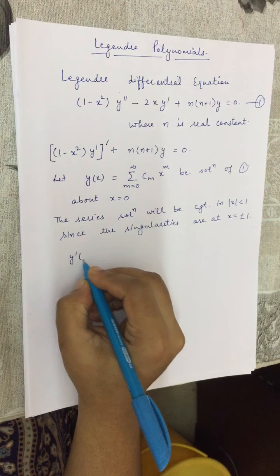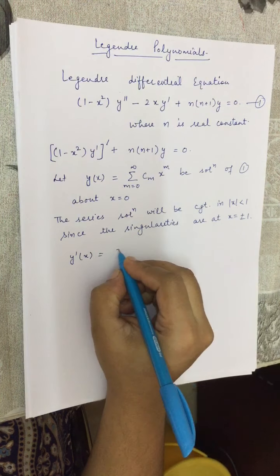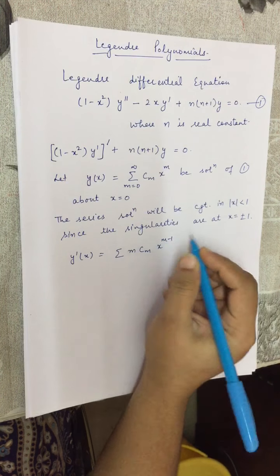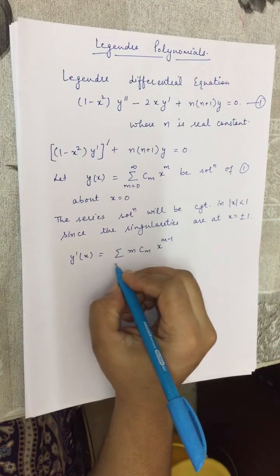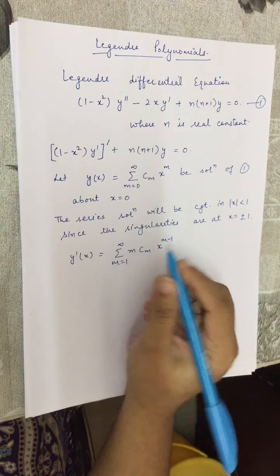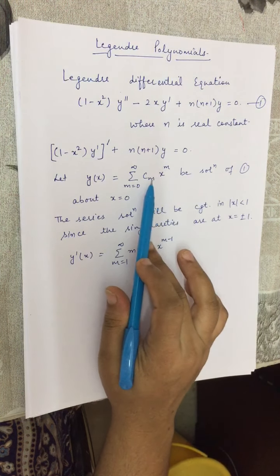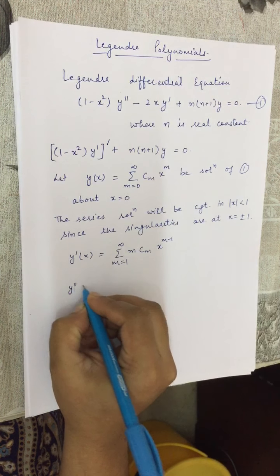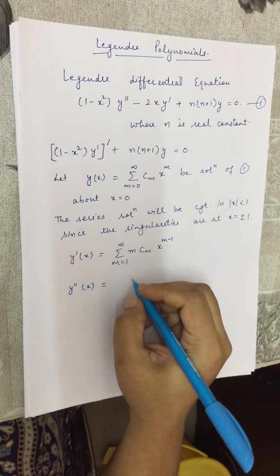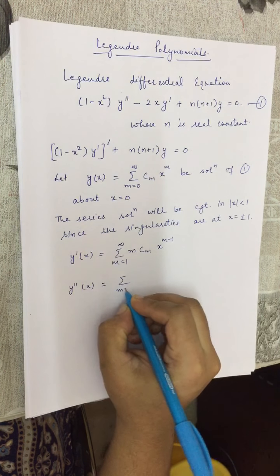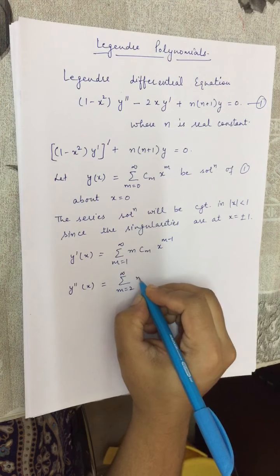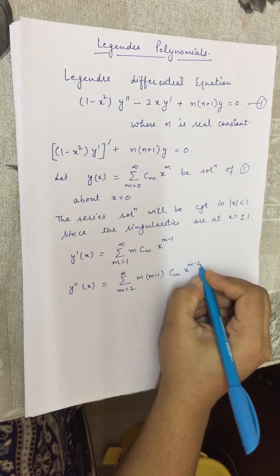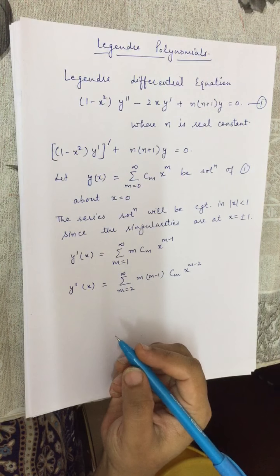Then what is the derivative of y? That will be the summation m c_m x raised to m minus 1, the derivative of this particular portion, and that is from 1 to infinity, because the first term in the summation is just a constant term, and when we take the derivative, that will vanish. Similarly, the second derivative is the summation m(m minus 1) c_m x^(m minus 2) from 2 to infinity.